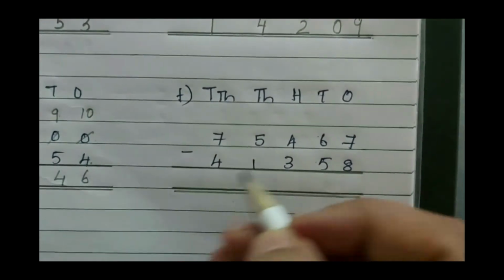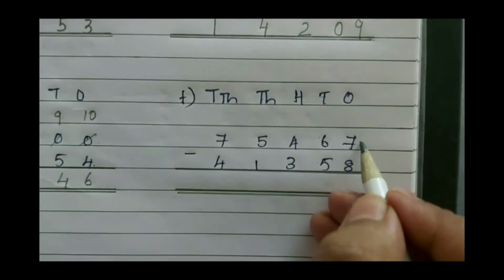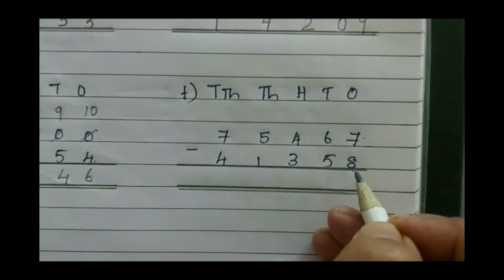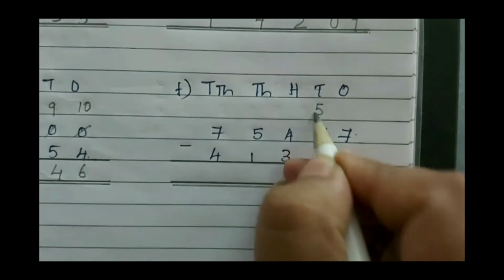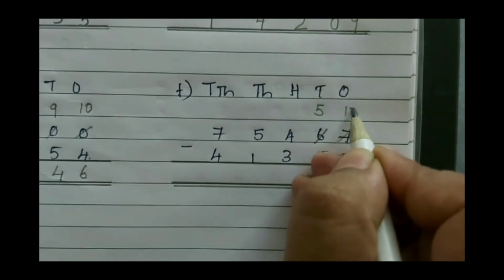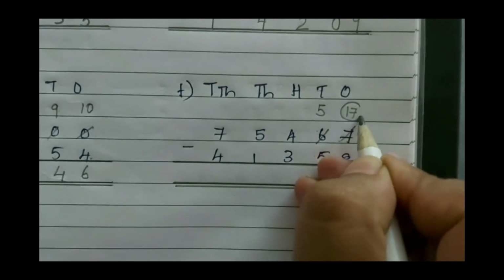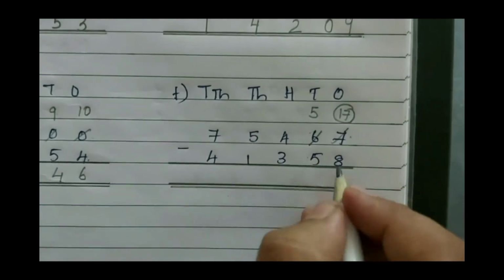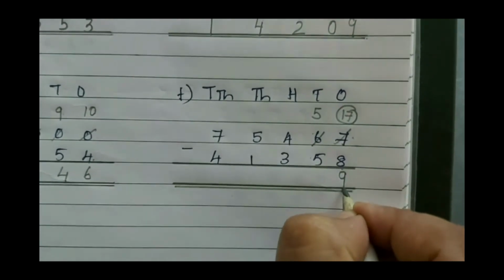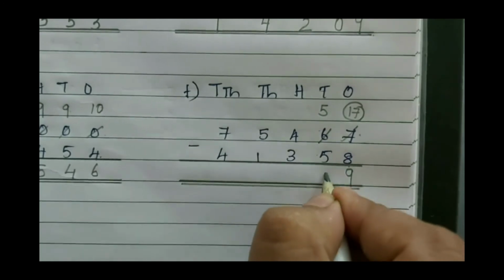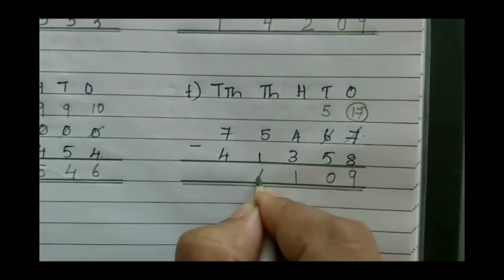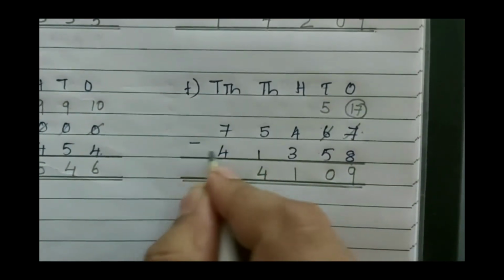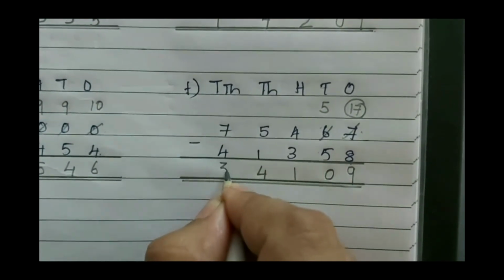F. Once again we are going to borrow. 7 minus 8, it is not possible. So we are going to borrow from 6. 6 becomes 5 and 7 becomes 17. 17 minus 8, it becomes 9. 5 minus 5, 0. 4 minus 3, 1. 5 minus 1, 4. 7 minus 4, it will be 3.